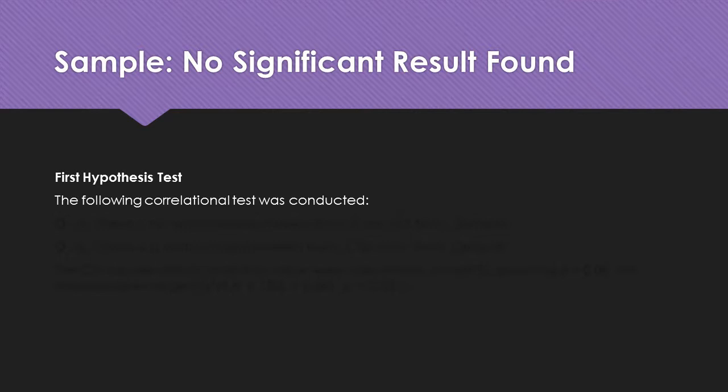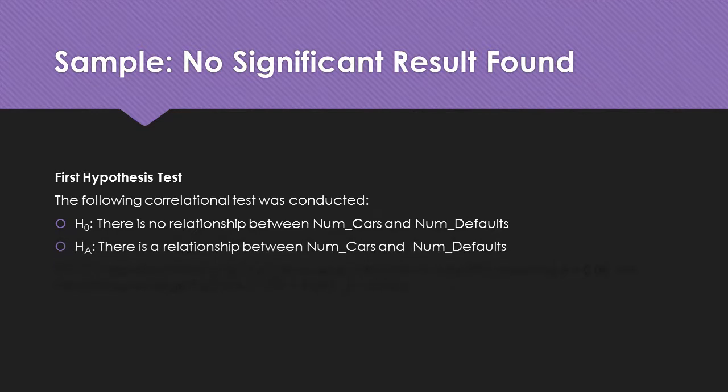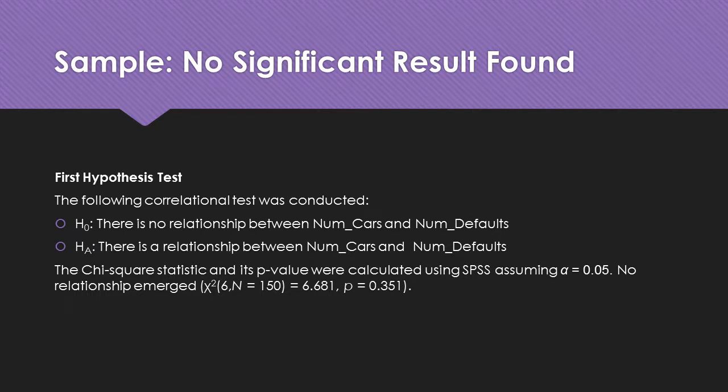The first hypothesis test used a null hypothesis that stated there is no relationship between the number of car payments and the number of payments in default, with an alternative hypothesis that stated there is a relationship between the number of car payments monthly and the number of payments in default. The chi-square statistic and its p-value were calculated using SPSS software assuming a significance level of 0.05. As a result, no relationship emerged as the p-value resulted in 0.351, which is higher than a significance level of 0.05.